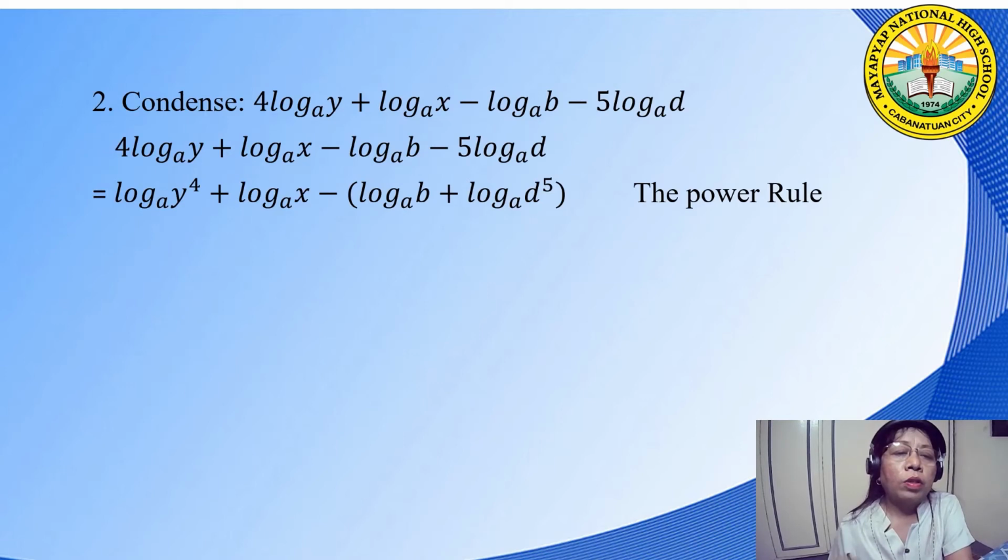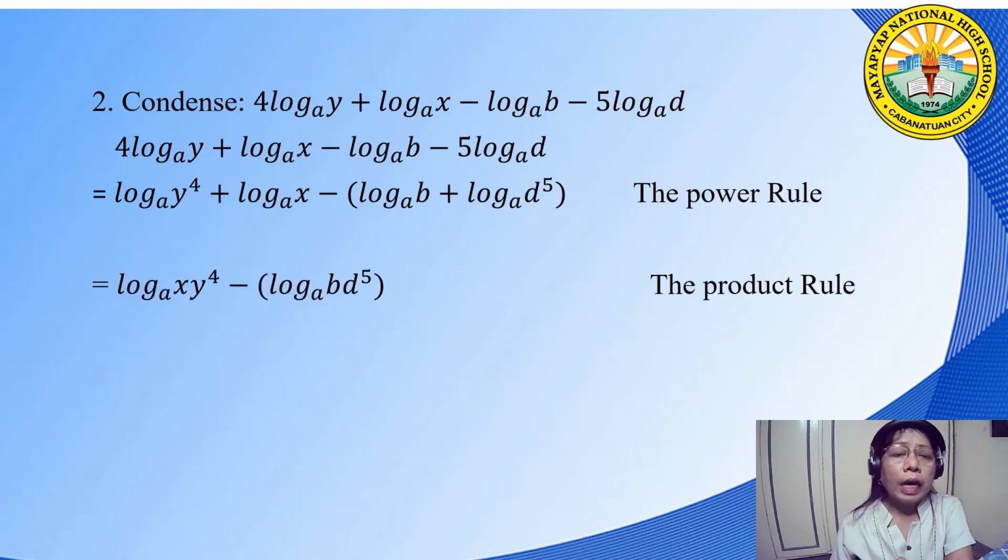So we have logarithm of y to the 4th power to the base a plus logarithm of x to the base a minus, you group, logarithm of b to the base a plus logarithm of d raised to 5 to the base a, applying the power rule. Then applying the product rule. So we have logarithm of x y to the 4th to the base a.